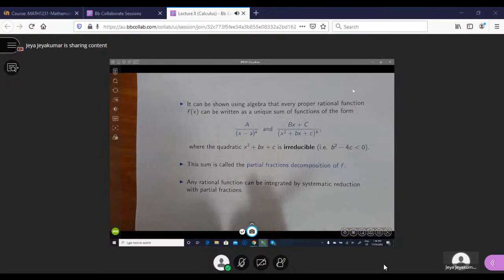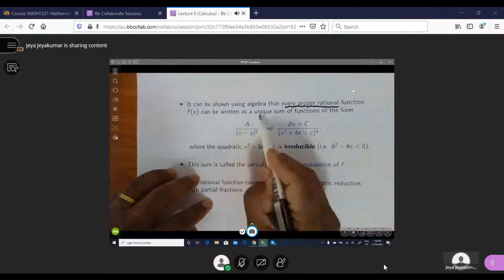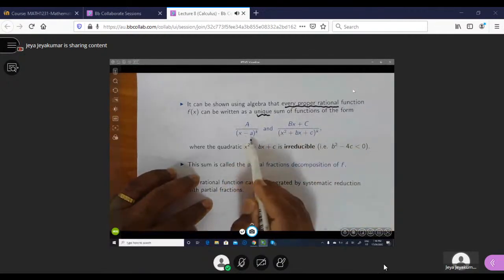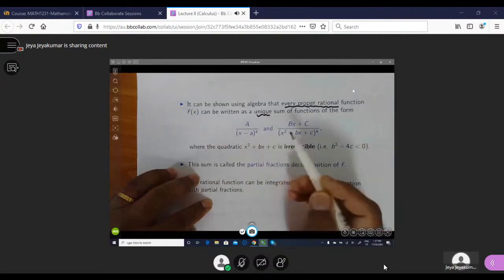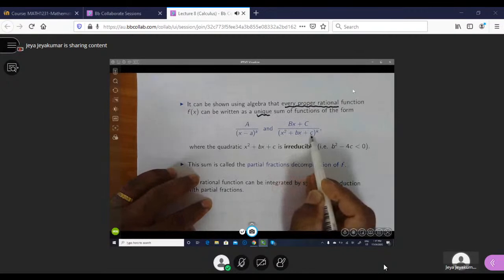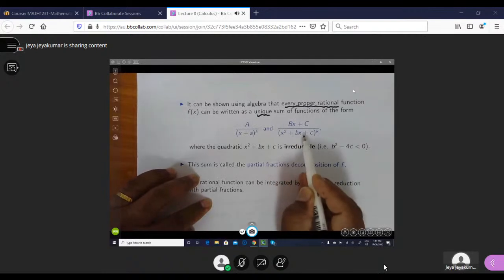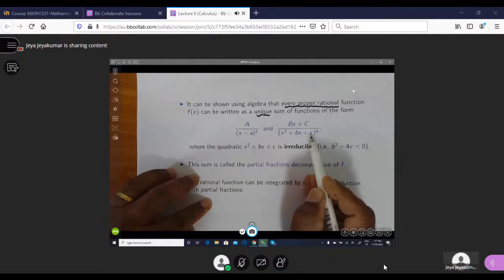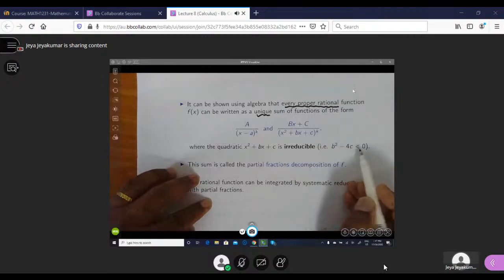So we can show that every proper rational function can be written as a unique sum of fractions of this type: A over (x minus a) to the power k. k can be a number, say 1, 2, 3, and so on. Most of the examples we will be looking at have k from 1, 2 up to 3. Or in the form (bx plus c) over (x squared plus bx plus c). Now, this one is called an irreducible quadratic factor. That means it cannot be factorized any further. So that means x squared plus bx plus c equals 0 has no real root. Or in other words, b squared minus 4c is less than 0. That is called the irreducible quadratic term here.